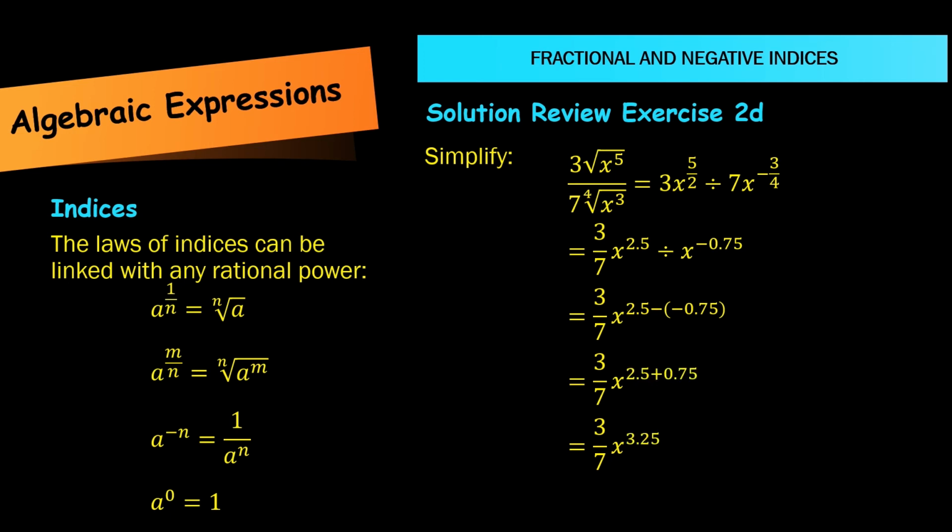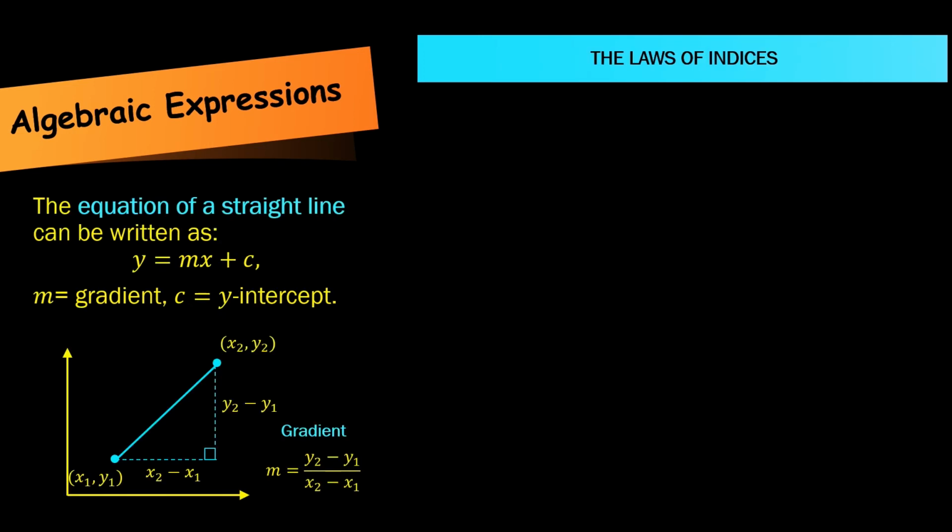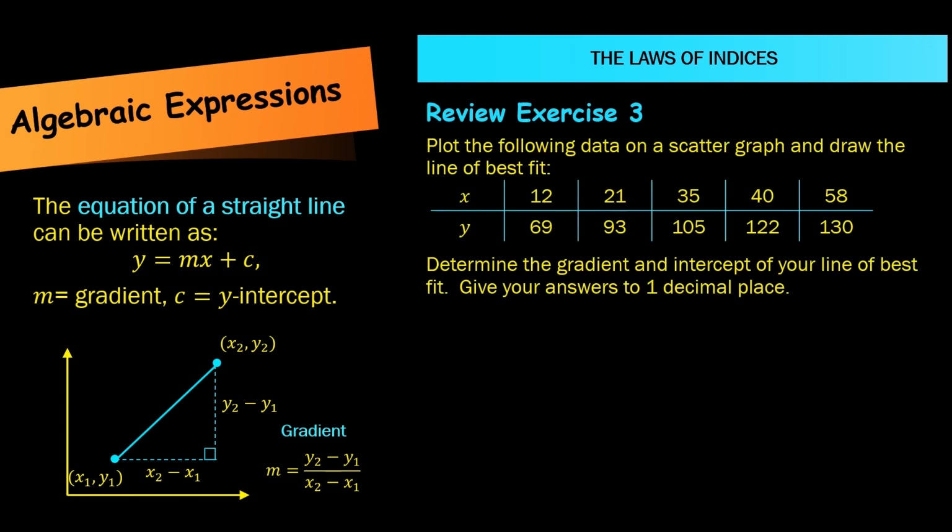Before we examine review exercise 3, recall that the equation of a straight line can be written as y equals mx plus c, where m is the gradient and c is the y-intercept. Remember that the gradient is equal to the change in y over the change in x. Now let's take a look at review exercise 3. Plot the given data on a scatter graph and draw the line of best fit. Determine the gradient and intercept of your line of best fit and give your answers to 1 decimal place.